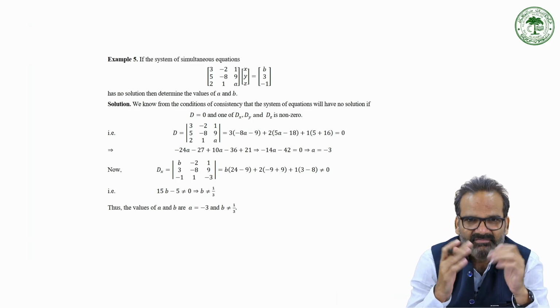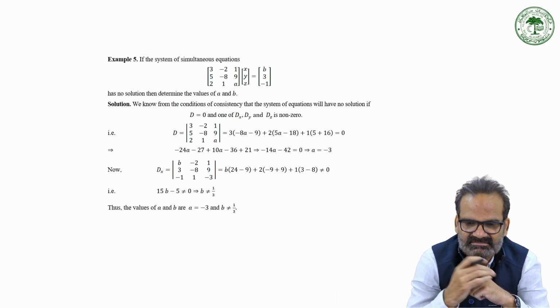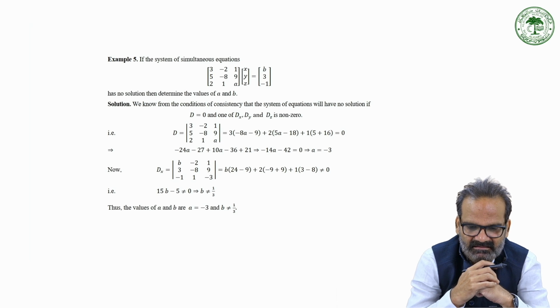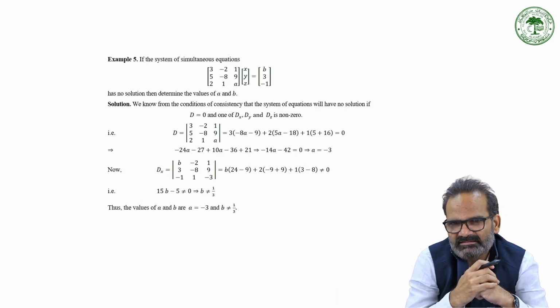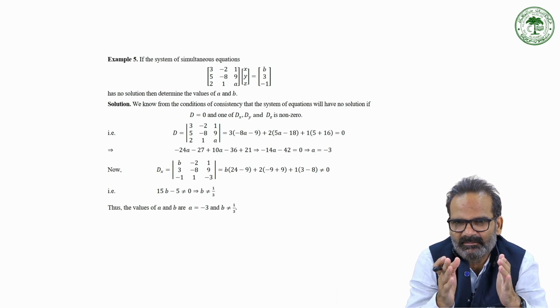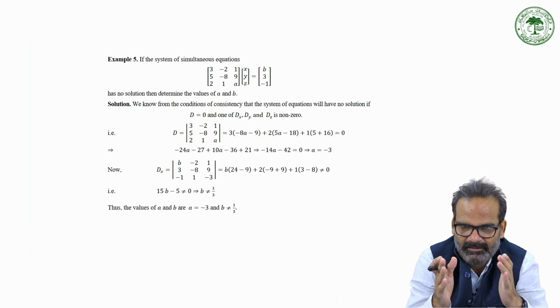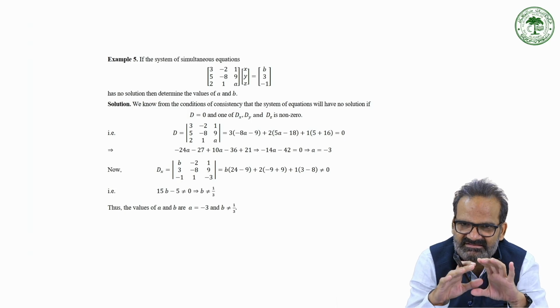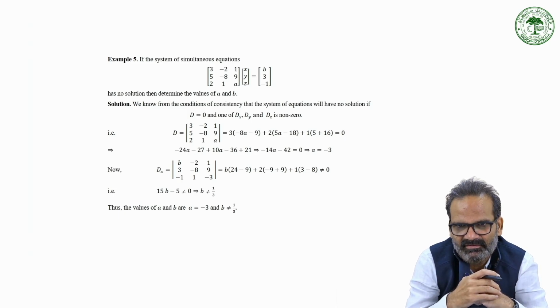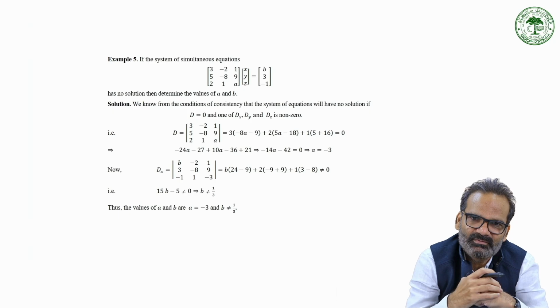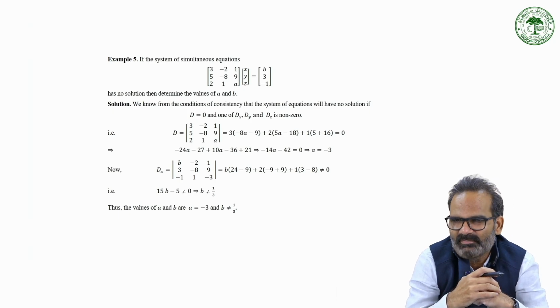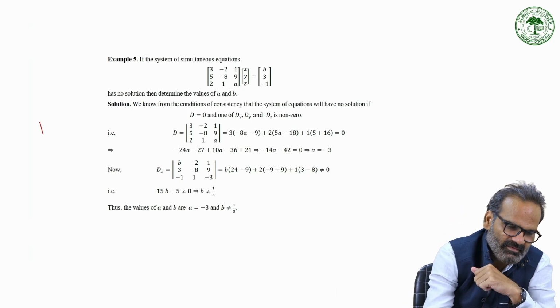This example is: if the system of simultaneous equations has no solution, then determine the values of A and B. Now, look at this question first. Actually, this question is completely different from all those questions which we have already solved. In the earlier questions, we were having general equations, right? And what we were doing was transforming those general equations into a matrix equation of the form Ax = B, right?